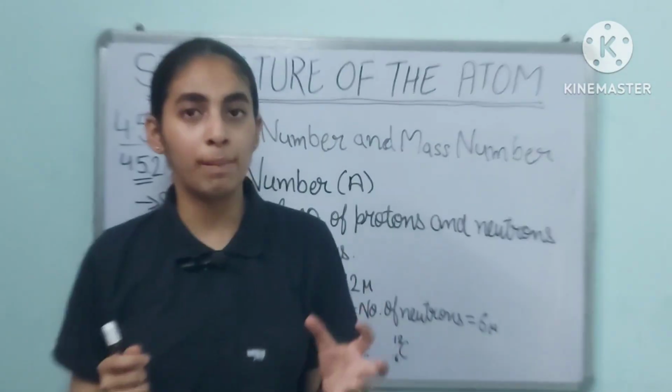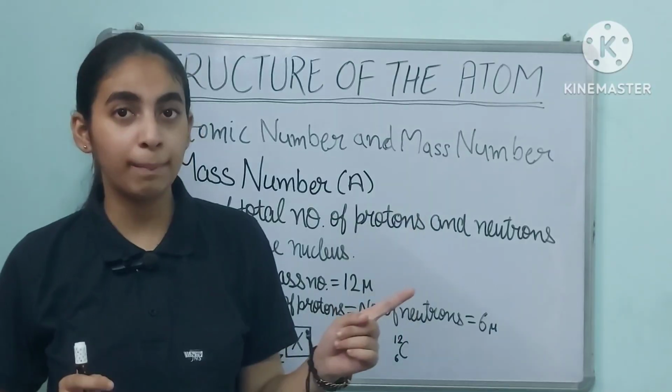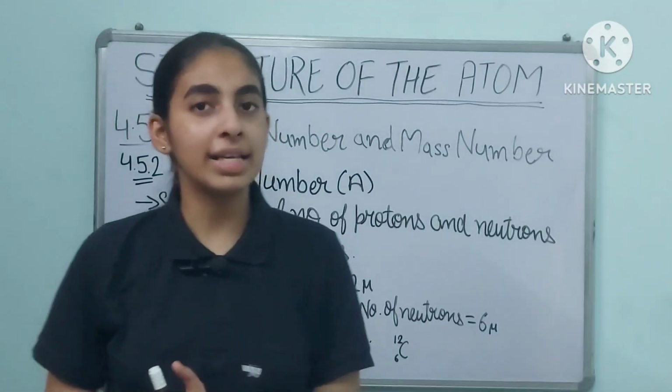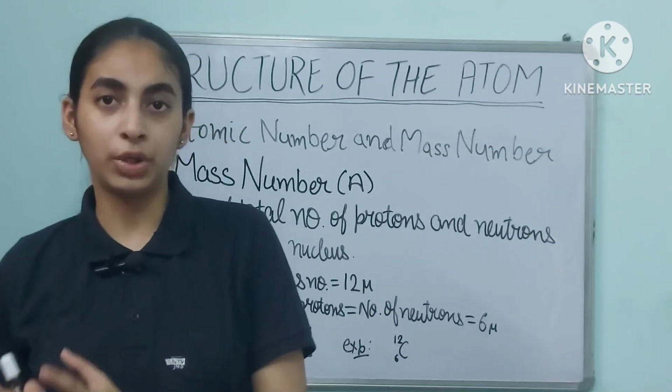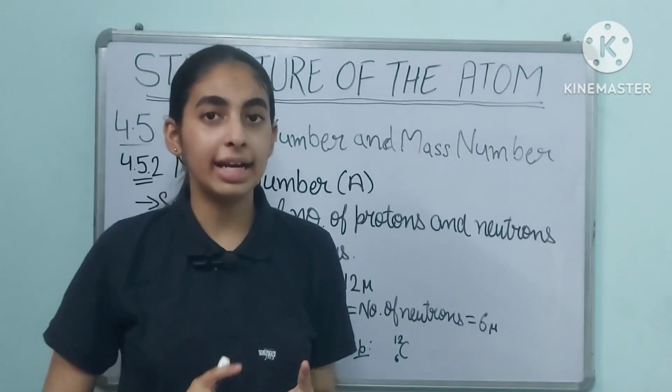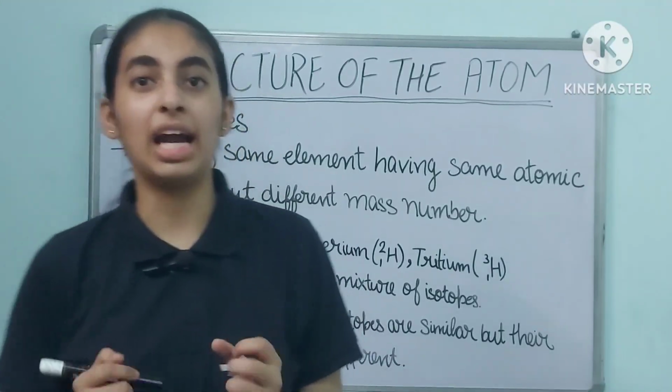Again I am repeating, atomic number was the total number of protons present in the nucleus, denoted by capital Z, and mass number is the addition of the total number of protons and total number of neutrons present in the nucleus, and it is denoted by capital A. And this is a representation. And the next topic is isotopes.